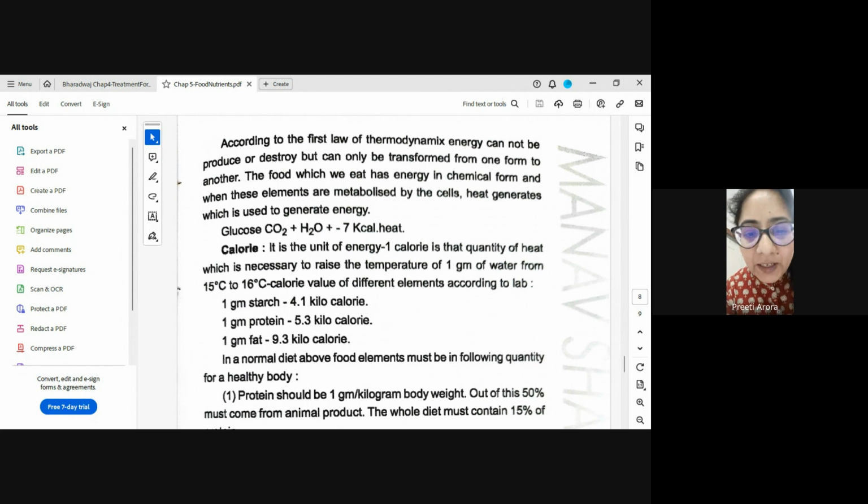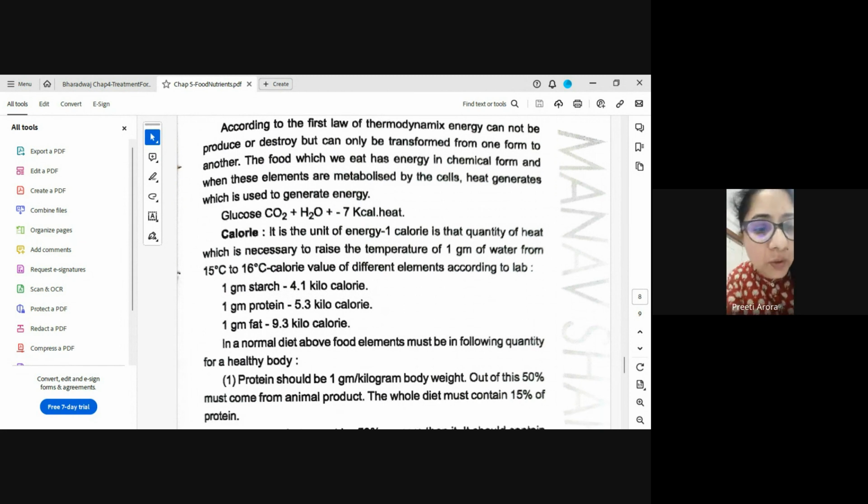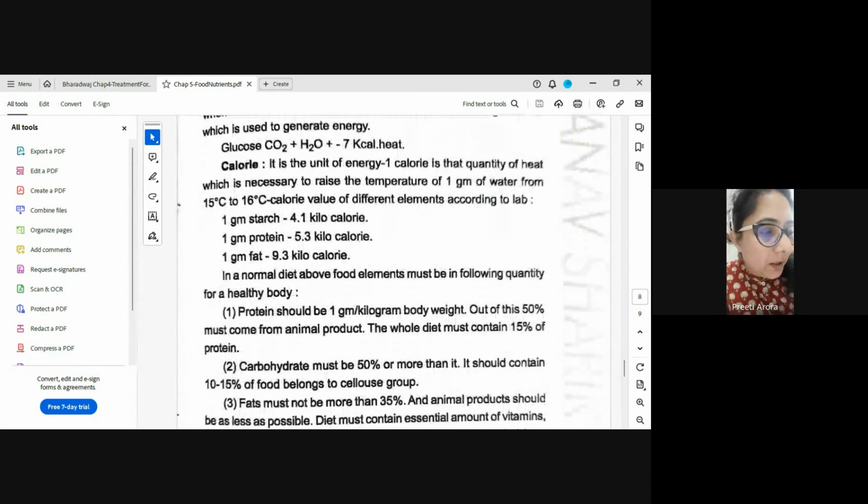Now, everything that we eat has calories and every food that we eat will give you energy. The energy requirement is not uniform. There is no set formula. And it also depends on the type of work that you're doing.